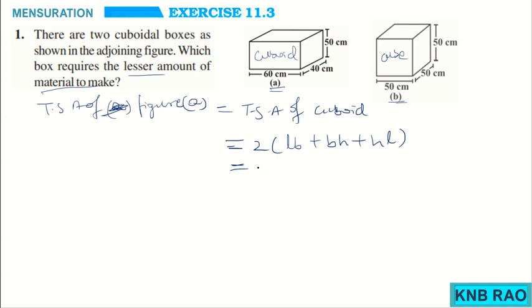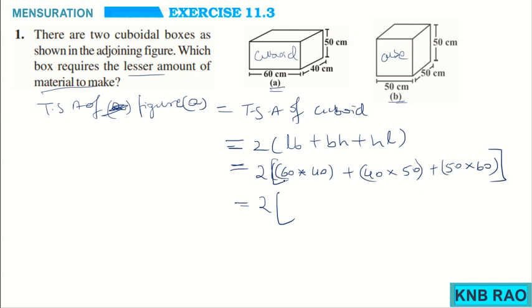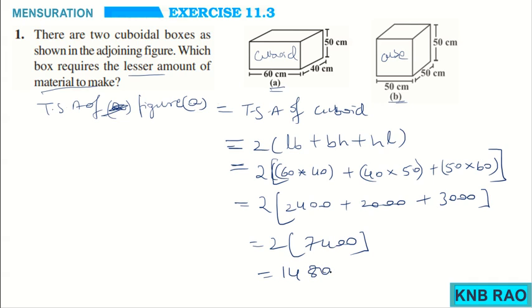Now 2 times of, here L is 60 into B is 40, plus B is 40 into H is 50, plus 50 into 60. I didn't write the given, you have to write the presentation properly. Children, I am taking these products individually and adding them. 60 into 40 is 2400, 40 into 50 is 2000, 50 into 60 is 3000 centimeter squares, and their sum is 7400 centimeter square, and twice of that is 14,800 centimeter square, which is the TSA of figure A.